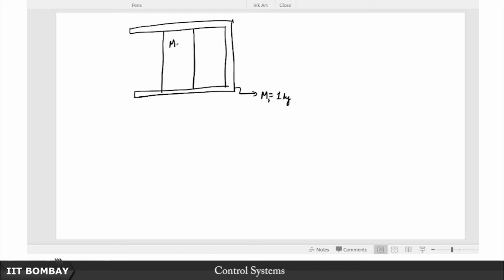So let us call this another mass which is sitting within the box, but which is free to move inside this or slide inside this box. Let us say this is also 1 kg, right. Now the situation is such that there is a force applied to this mass sitting inside this open box, and this entire setup is resting on a surface, on a plane.